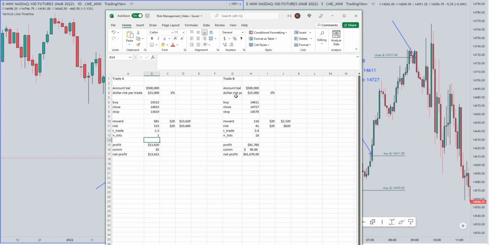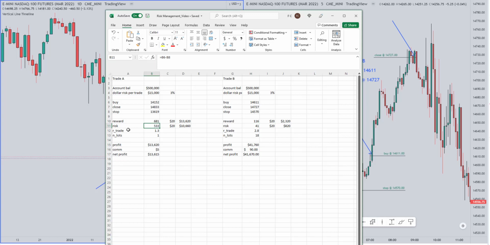And the guy on the right, or the girl on the right, whoever it is, also risks 3%. They've also got the same account size, and they only make 116 points as opposed to 681 points. On the other hand, their risk is only 41 points as opposed to 500 points.